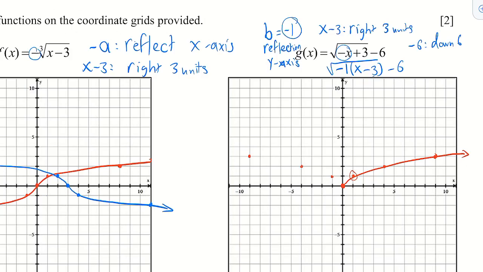So I'm going to start off with the origin. So I'm going to go 1, 2, 3. I'll do it in blue. So 1, 2, 3, and then down 6. 1, 2, 3, 4, 5, 6. So mark my point right here.